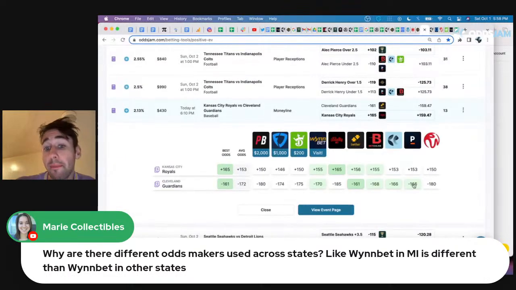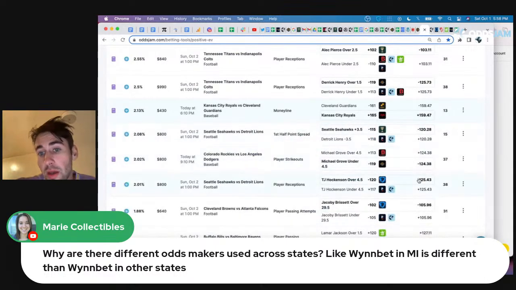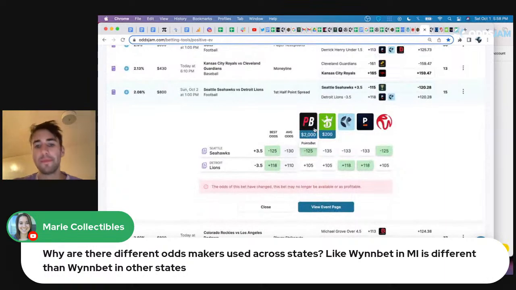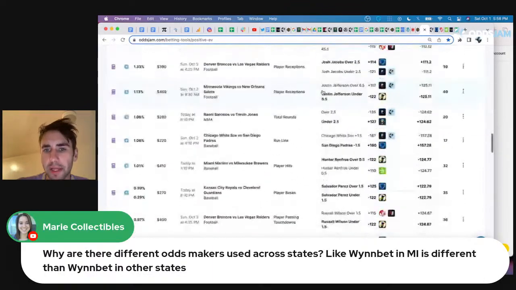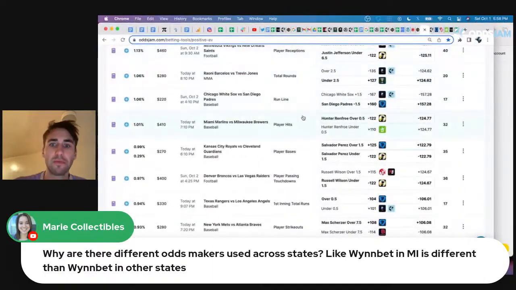Royals money line. I don't have Bally Bet yet, but I guess I should probably get this sportsbook if I'm going to be here for a bit. You got the Seahawks on the first half spread. Looks like it just moved. So you got to be quick on some of these, right? But anyways, I think I'm going to call it a day. I'm going to go live later, but hopefully this was helpful.